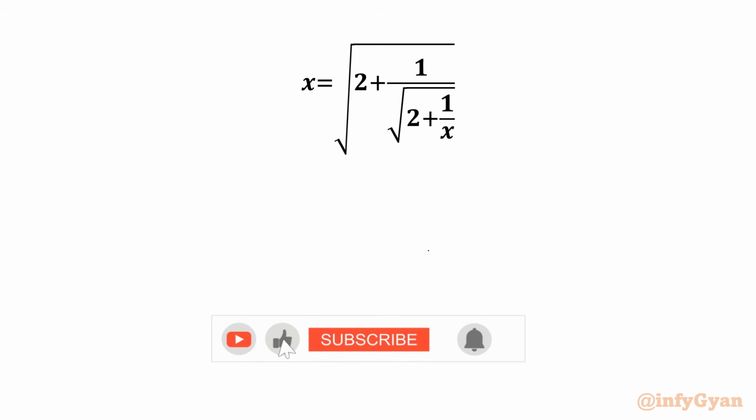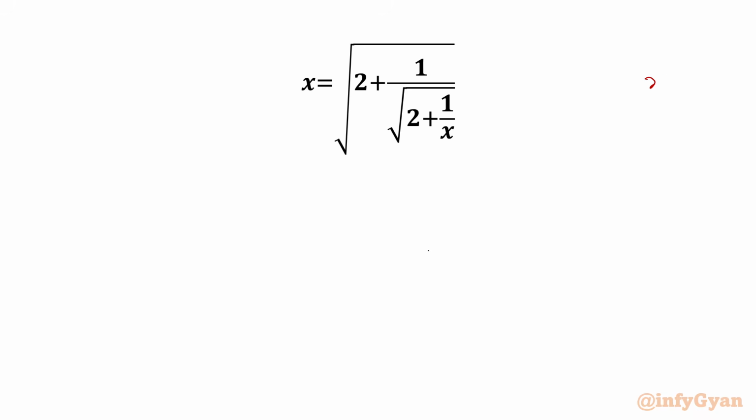In this video, we are going to solve one very interesting nested square root equation for the real values of x. So let's get started. We have x in left hand side and square root in right hand side. So from left hand side, x must be non-negative, but we have x in the denominator. So x will be only positive number for x to be real.